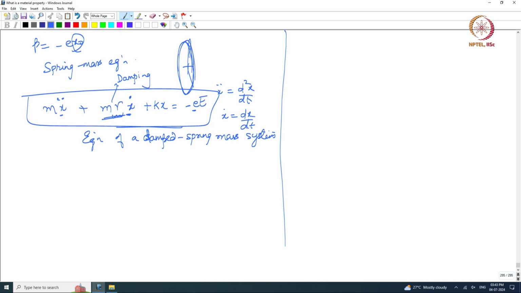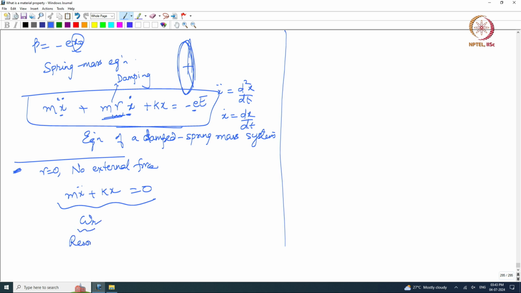Now let's assume for starters that gamma equals 0, that is there is no damping and no external force. So I stretch a spring and then I release it. There is no external force anymore, but the spring is still accelerating and there is a restoring force, so the equation is equal to 0. How do I solve this? I think you already know how to solve these equations, but from this system comes the natural frequency of the system, which is nothing but the resonance frequency.